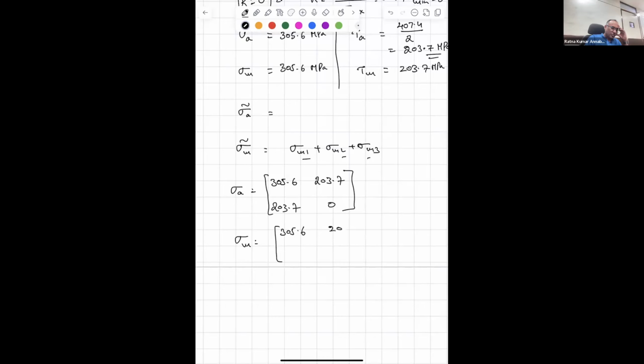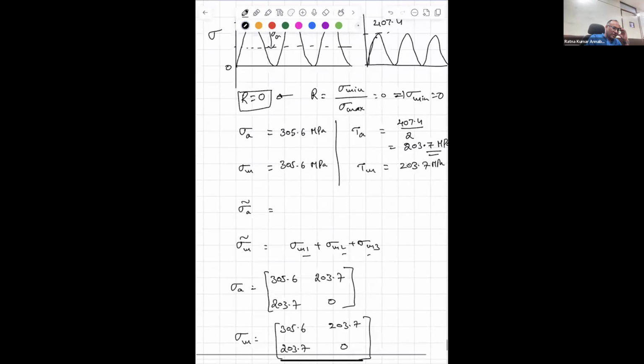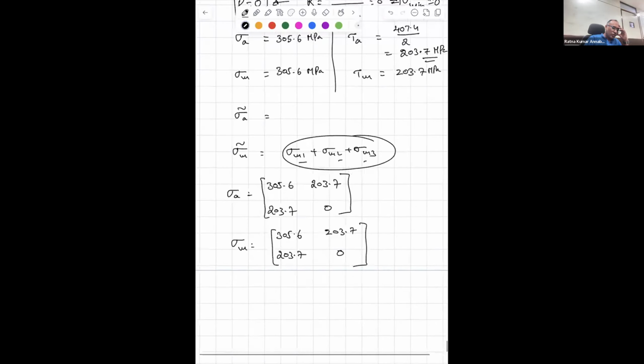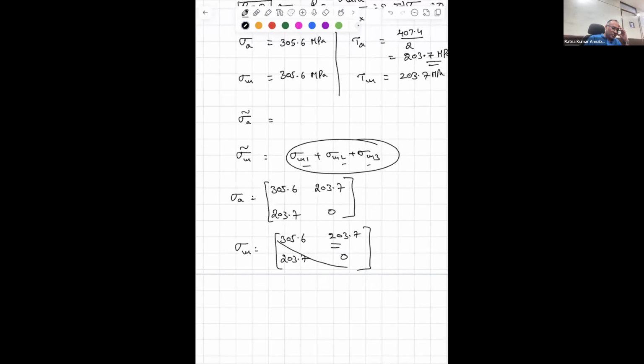If you take sigma M, 305.6, 203.7, 203.7, right? Because XX, this is sigma A in the X direction. Now, sigma M tilde is the trace of that. That means you need not worry about whatever is here. So sigma M tilde remains 305.6 and sigma A tilde you need to compute.